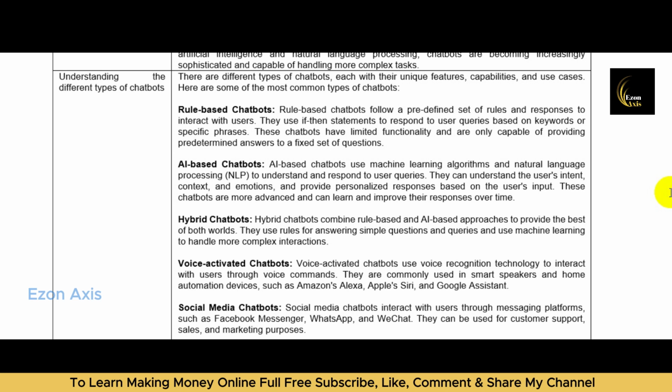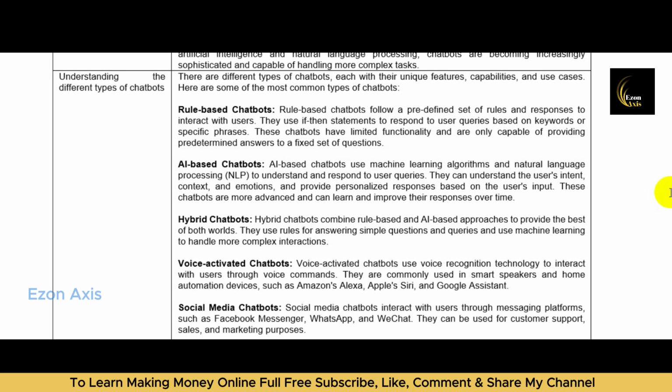Number 3, hybrid chatbots. Hybrid chatbots combine rule-based and AI-based approaches to provide the best of both worlds. They use rules for answering simple questions and queries and use machine learning to handle more complex interactions.